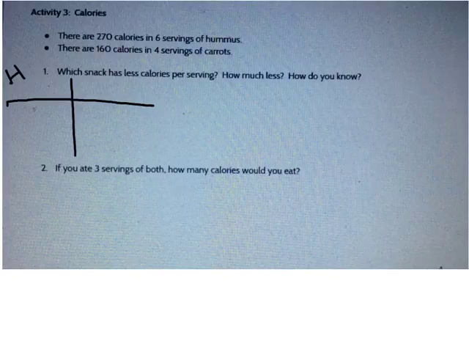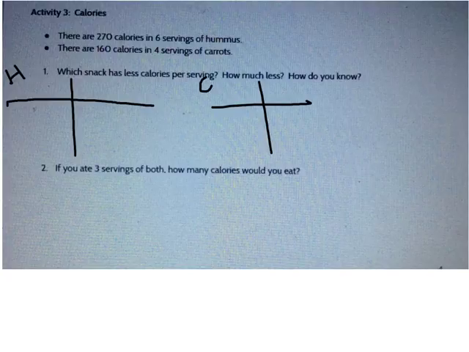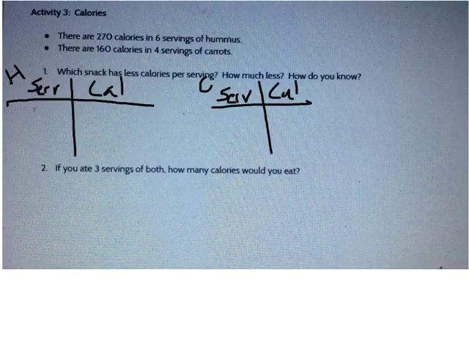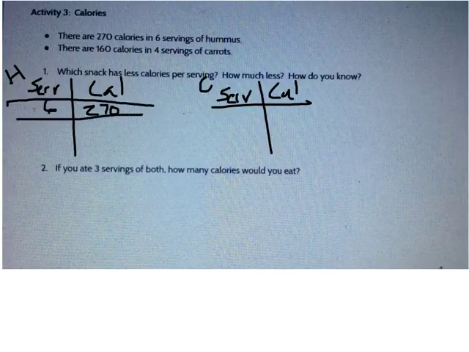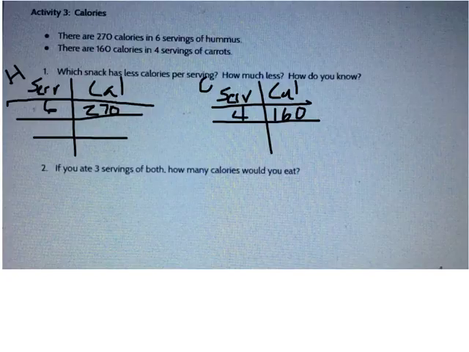So I'm going to make one table for hummus and one table for carrots. I can use servings and calories as my two categories. I know that there are 270 calories in 6 servings of hummus, and there are 160 calories in 4 servings of carrots. Go ahead and use that information to find the number of calories in 1 serving of each snack.